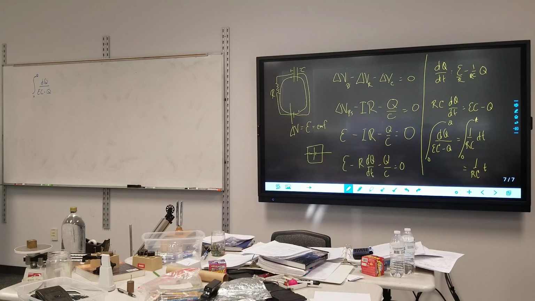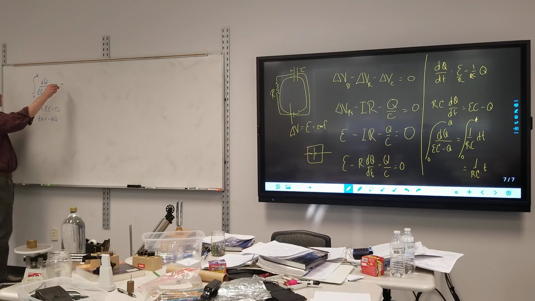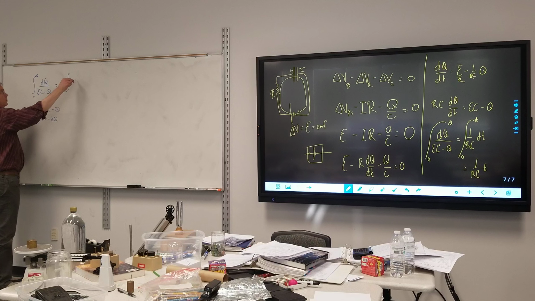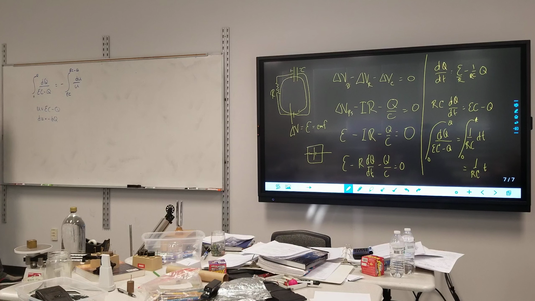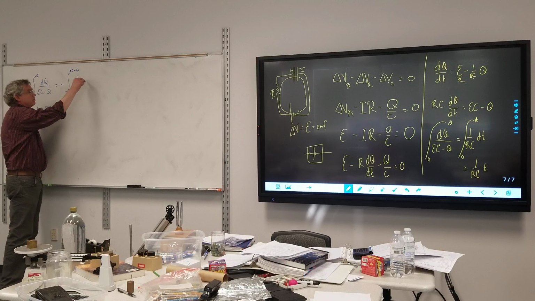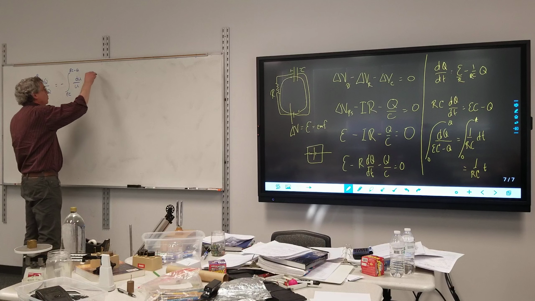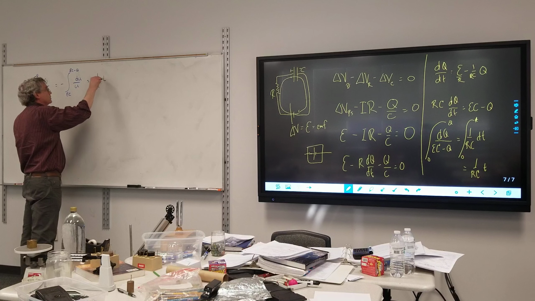Come on, everyone's favorite technique: u substitution. Let u equal epsilon C minus q. du equals negative dq. So this becomes negative integral du over u, from, let's see, when q is 0, this is epsilon C, and when it is q, this is epsilon C minus q. And that is equal to, as we found over there, 1 over RC times time.